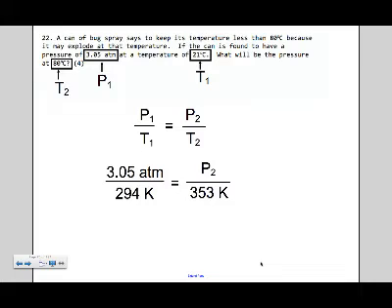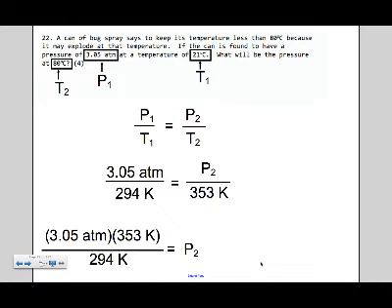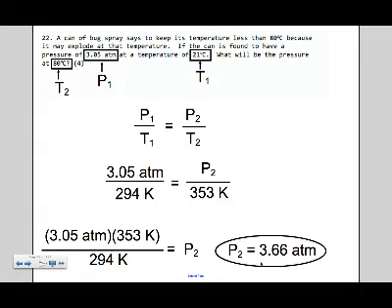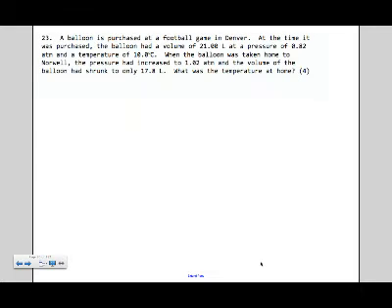Plugging in the numbers, don't forget to convert to Kelvin. So 3.05 atmospheres over 294, which is 21 Celsius, equals the unknown P2 divided by 353, which is our 80 plus 273. Cross multiply, and 3.05 times 353 Kelvin divided by 294 Kelvin equals 3.66 atmospheres. And again, just to check it, you're increasing the temperature, and therefore you should be increasing the pressure. So at least our answer does make sense in terms of going in the correct direction.